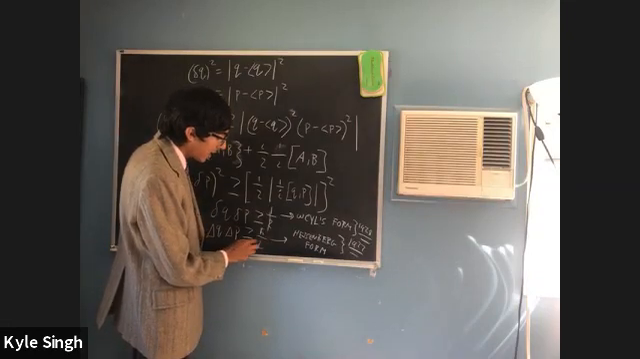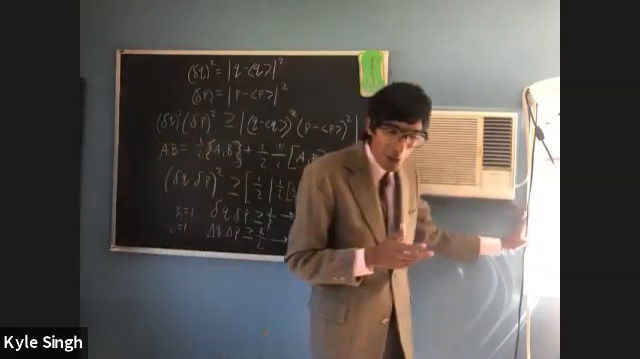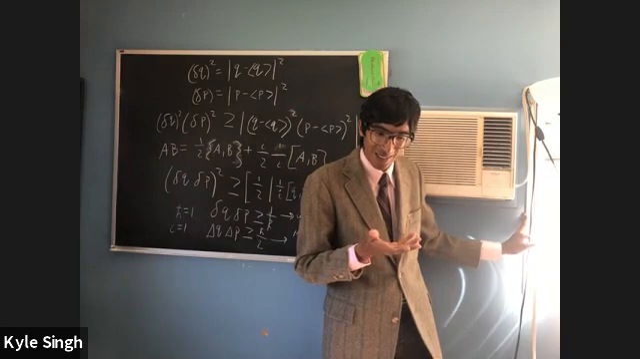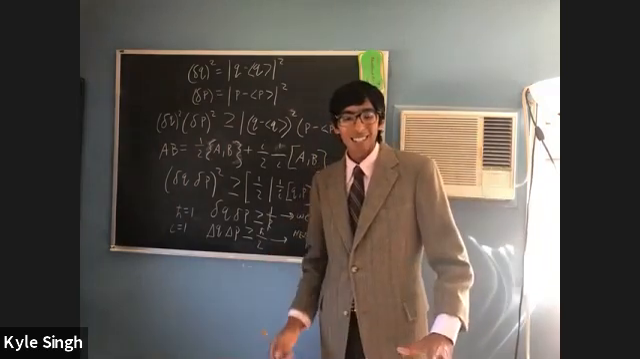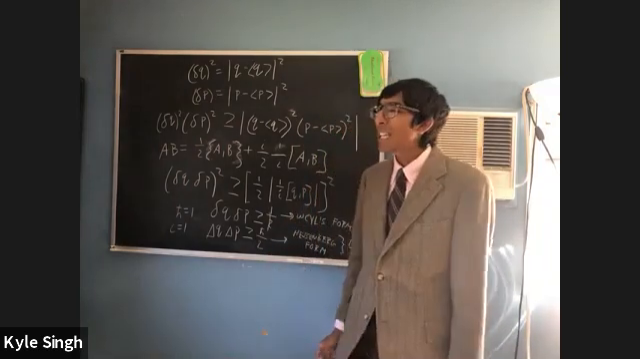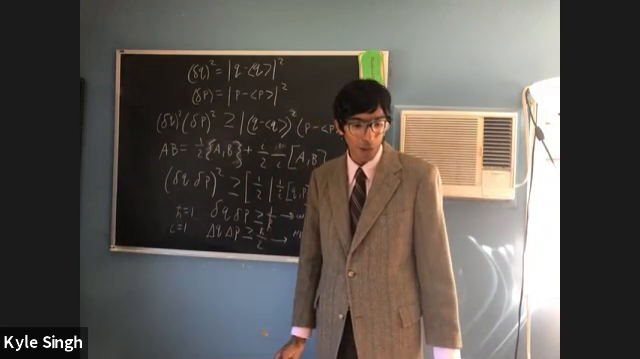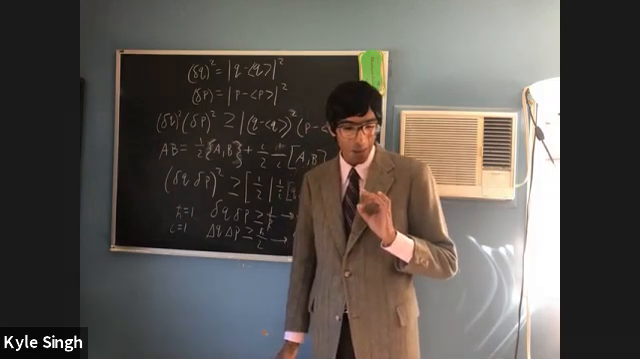So H bar is a very special quantity. Well, H is a very special quantity. Does anyone know where H came from? Okay, it's a very interesting story. So Planck used H to explain this problem called the black body radiation problem. I don't know if any of you have heard of it. Okay, great. It's a super interesting problem.